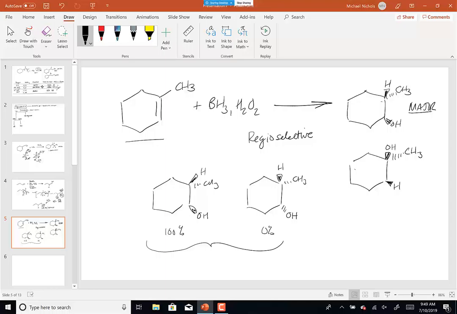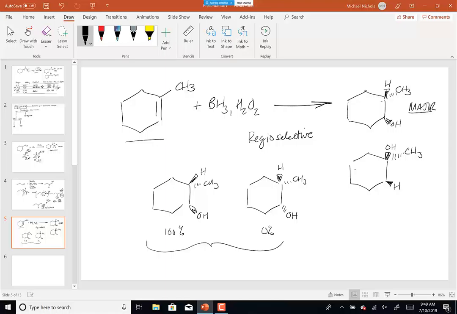So now we might need a little bit of review here, right? How did we answer this problem, just like two short weeks ago? How did we get at the relationships? If they're mirror images, they're going to be enantiomers.